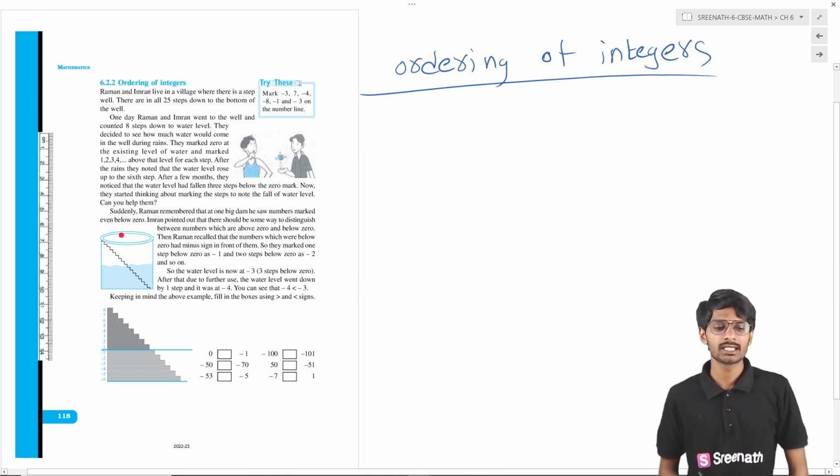So they have taken a glass and they want to represent it. They decided one day to go to the well and counted 8 steps down to the water level. They decided to see how much water would come into the well during rains. They marked 0 at the existing level of the water and marked 1, 2, 3, 4 above the level for each step. So what happened in this case of summer or non-rainy season?